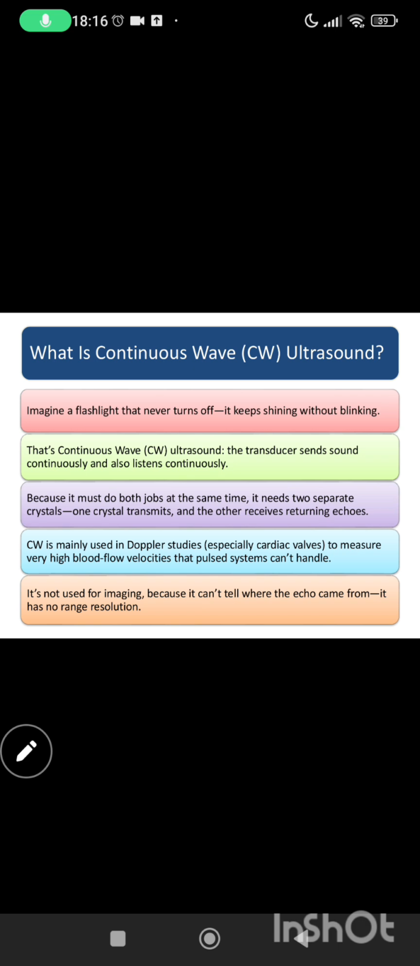Basically, CW is continuous. There will always be transmission and reception of sound, so there are two crystals. One is a transmitting crystal, one is a receiving crystal. Because of the very high velocity, it is used for Doppler studies like cardiac. It doesn't have 2D imaging, so you can't tell where the echo came from. It has no range resolution. We have no idea where the signals are coming from.